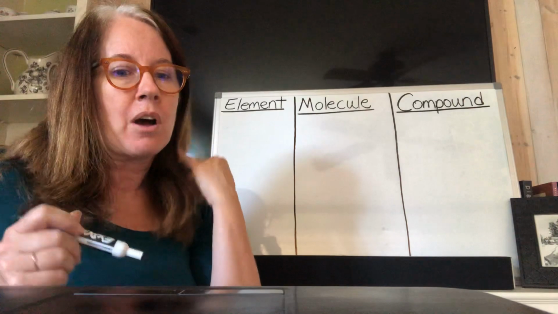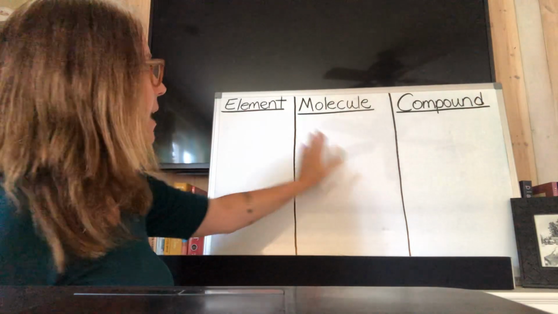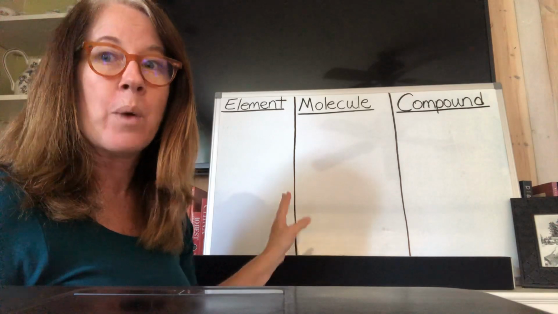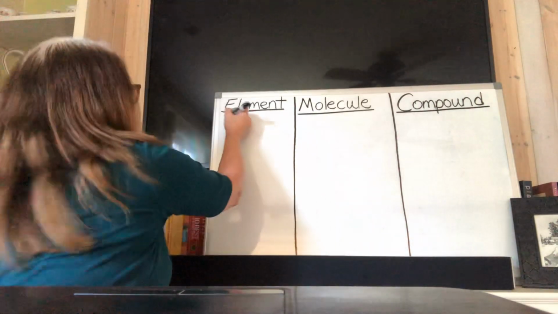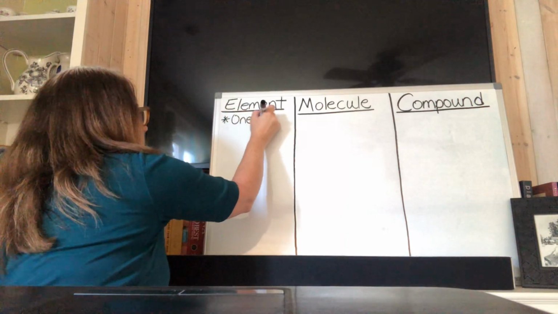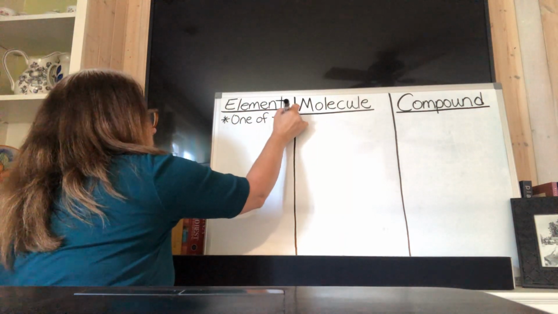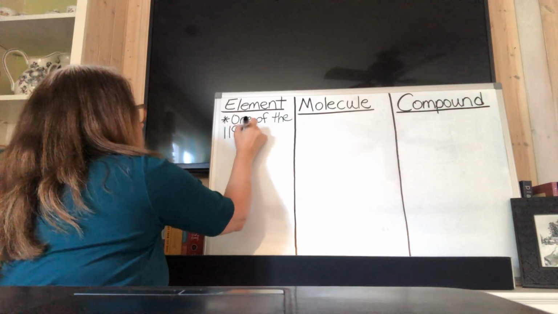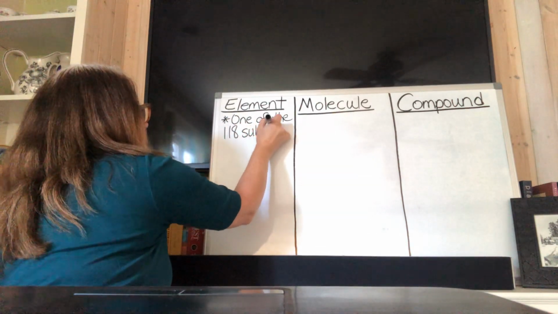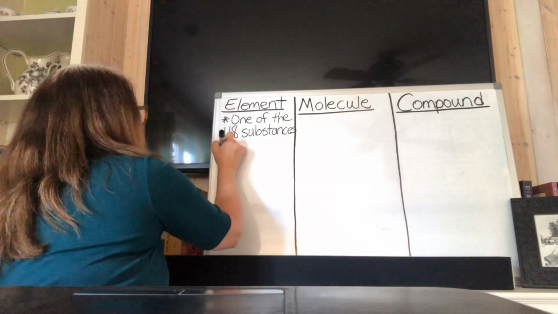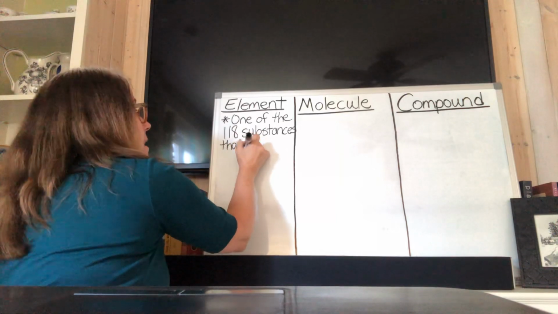So let's just start off with element, and you guys are going to go ahead and write down on your paper the same thing that I'm writing here onto my whiteboard. All right, so an element, what exactly does that mean? An element, like we said before, is one of the 118 substances, basically, that make everything.